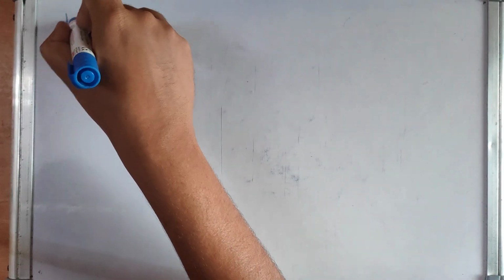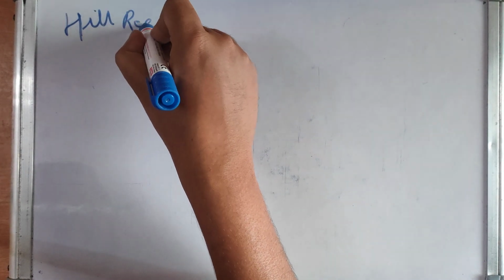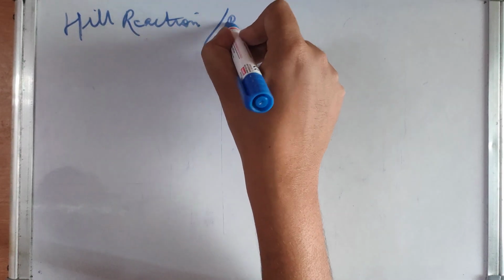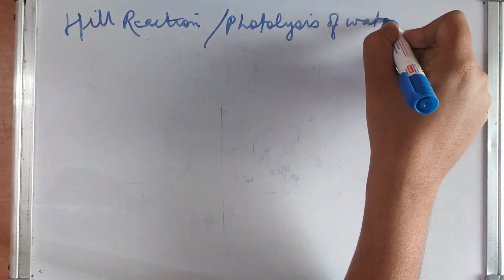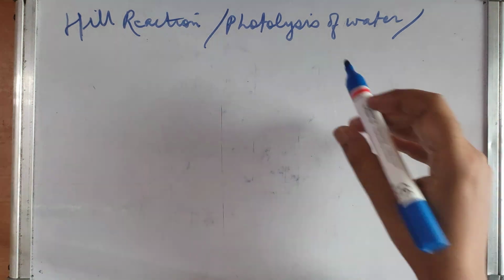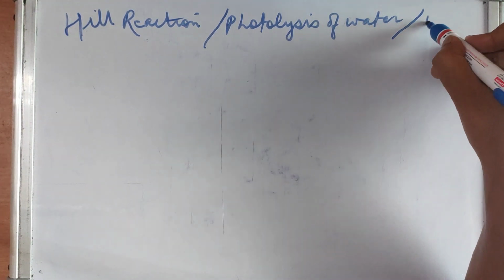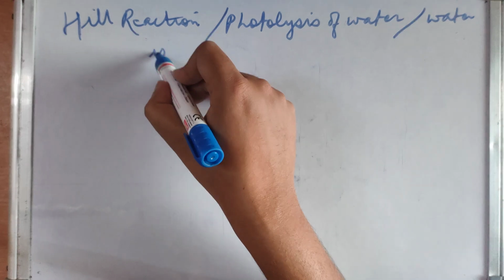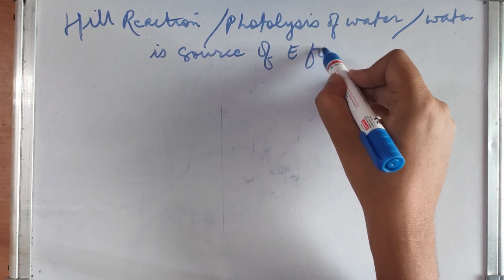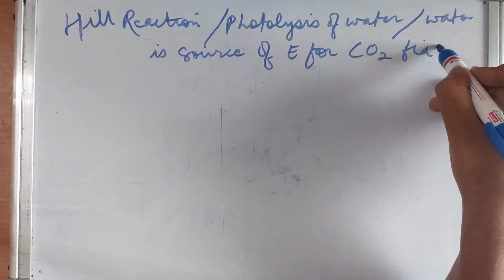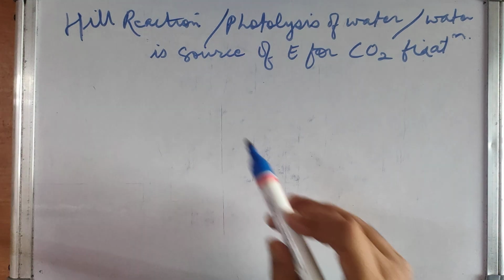Now moving on, what is Hill reaction? Next topic of the session, here we are discussing Hill reaction. Photolysis of water, or we will prove that water is the source of electrons for CO2 fixation. So first of all, what is Hill reaction?